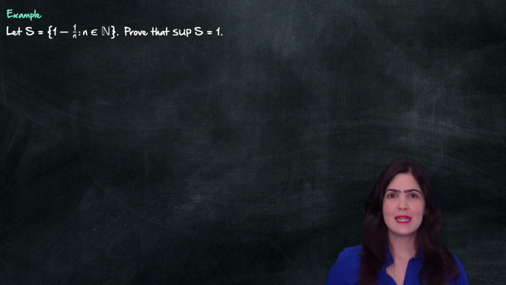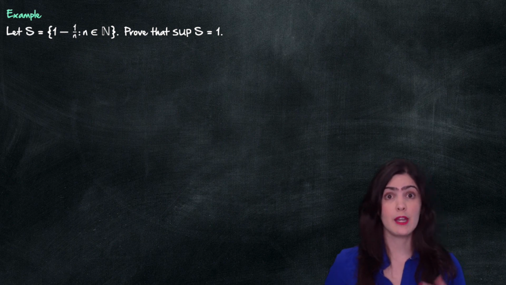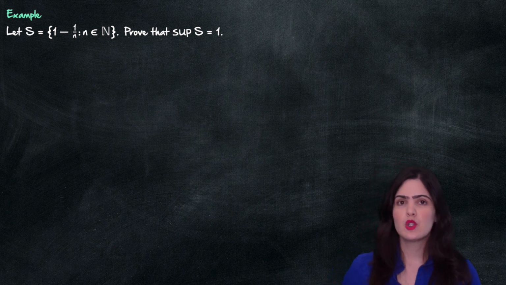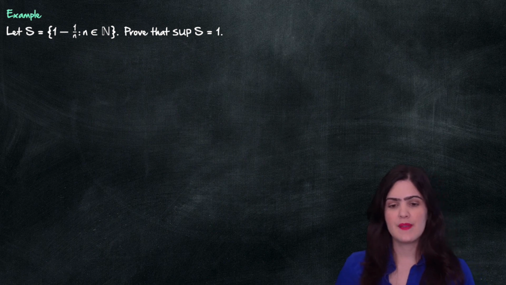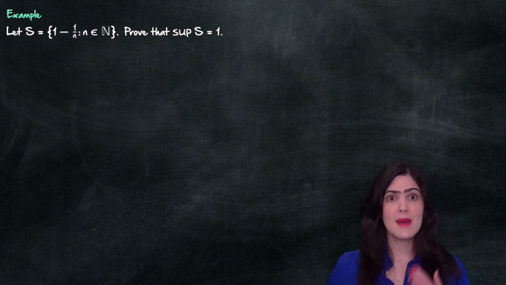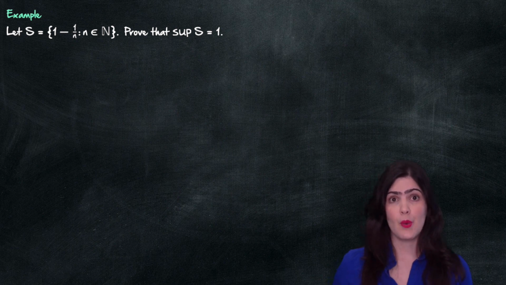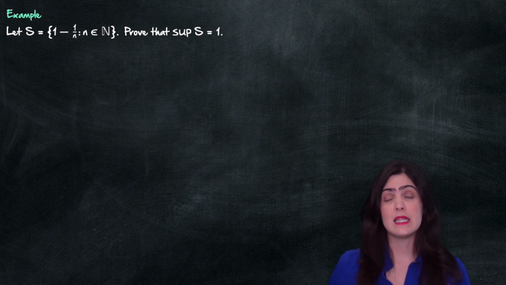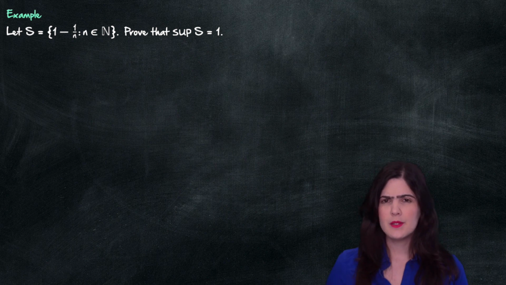Okay, so now let's take a look at an example of how we can use the Archimedean property to our advantage. So here we want to prove that for the set given by the elements of the form 1 minus 1 over n, where n is a natural number, the supremum of this set is equal to 1. So how do we do this?